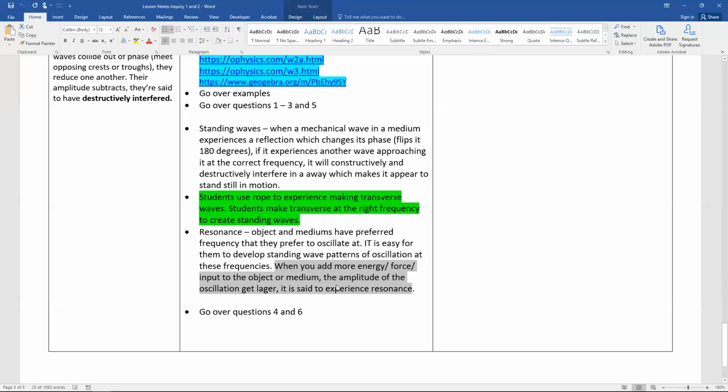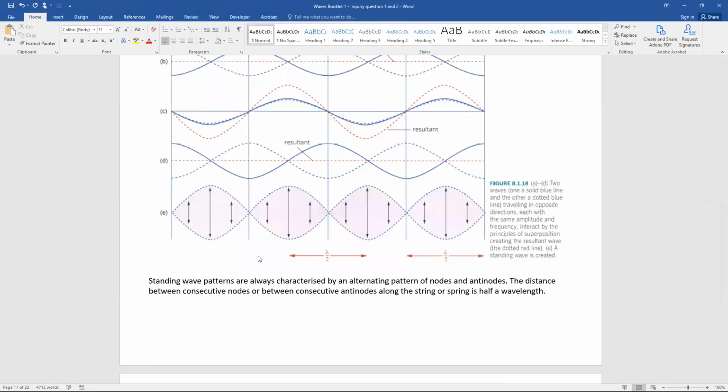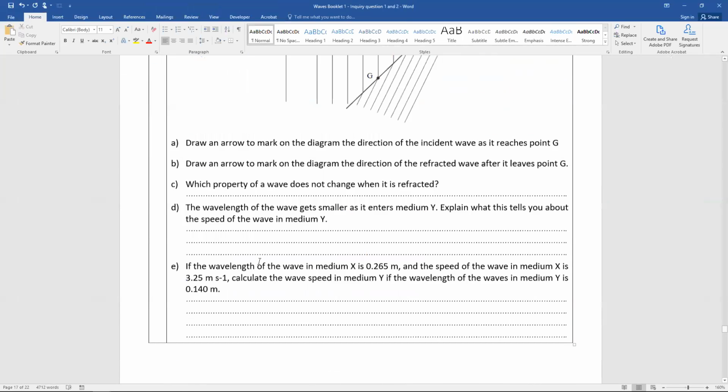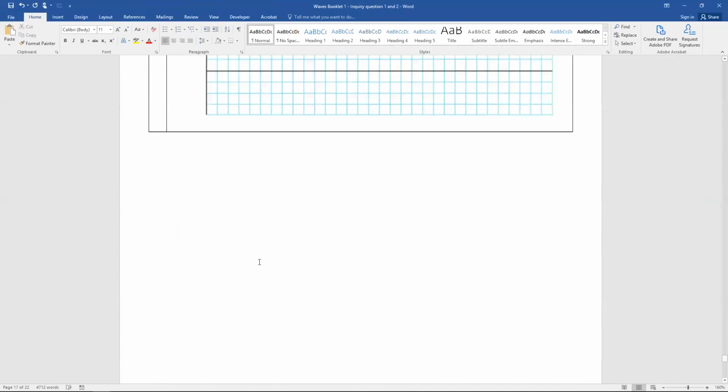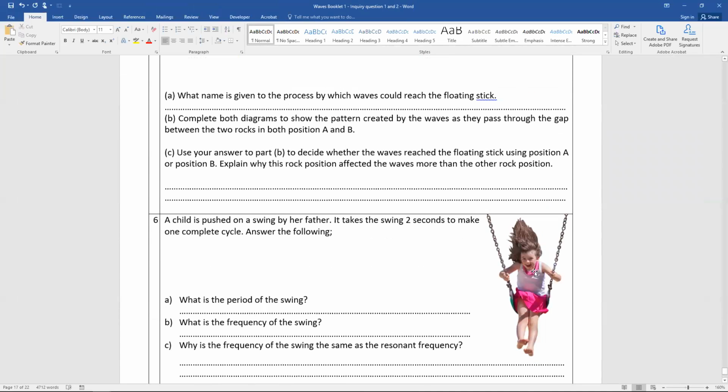So going back to the swing example or the pendulum, if you are on a swing and somebody's pushing you on the swing and it takes about 2 seconds to go from one side to the next, from one side back down again. Have a look at this, we've got a nice picture here. You go up and back down. Say it took 2 seconds. So 1 second this way, 1 second back. So it took 2 seconds to complete one period.